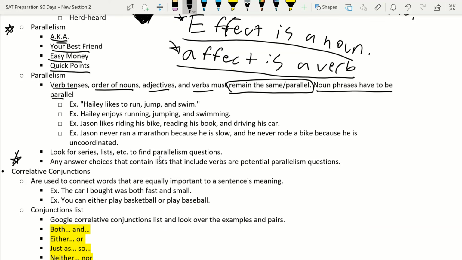So that sounds kind of overwhelming at first, but it's really a lot simpler than it sounds. So I'll go ahead and show you some examples, because the best way for you to understand parallelism is with examples, because you'll start to recognize it. These are all correct examples.